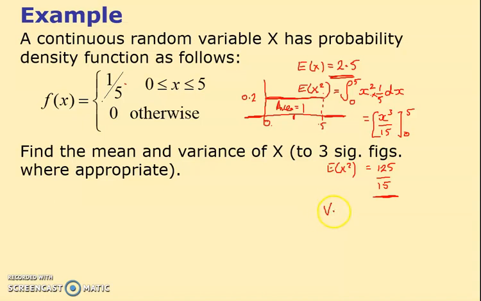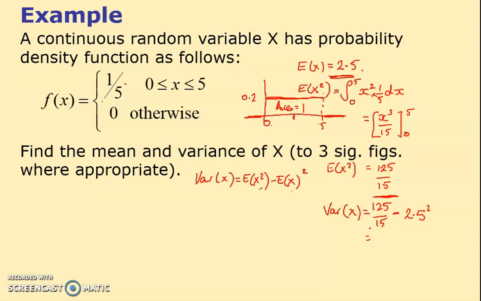Now remember, I'm after the variance. So the variance of x is 125 over 15 minus, now I have to do 2.5 squared. And if you can't work out what I've done there, all I've reminded you of is that the variance is E of x squared minus E of x, squared. So there's a difference between these two things, obviously. I don't know what the answer is, by the way.